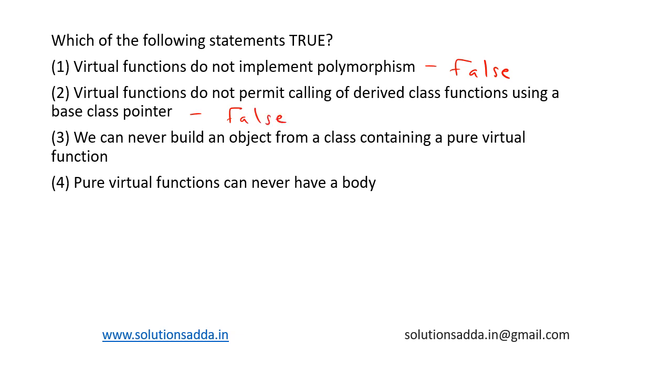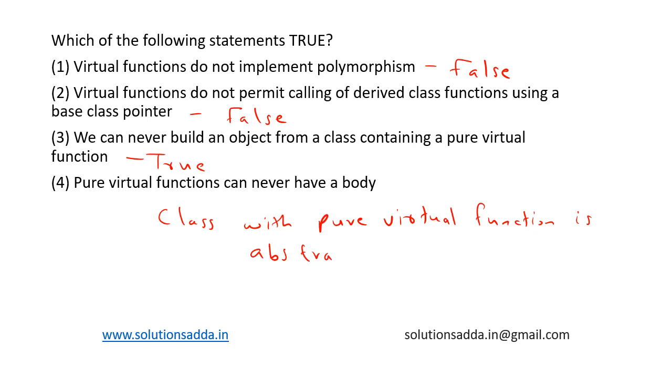Statement 3. We can never build an object from a class containing a pure virtual function. This statement is true. Why? Because a class with a pure virtual function is actually an abstract class. And we can't directly instantiate an abstract class. You can use them as a base class in inheritance structures. So this statement is true.